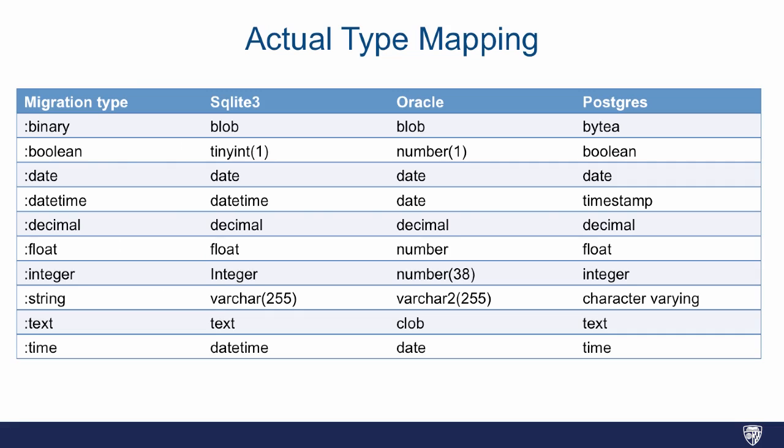So here's the actual mapping of types. In your migration, you just specify these types: binary, boolean, string, or integer, and they might end up being these different types in whichever database engine you're using, but you don't really care. The benefit of this is that, let's say you're developing in SQLite using the logical types, and then you want to switch to Postgres. You could do that easily because you haven't tied yourself down to a specific database engine.